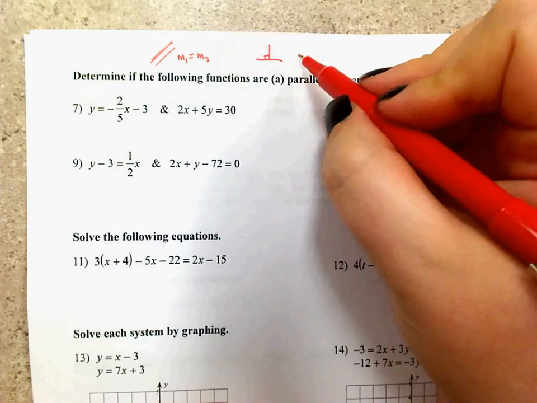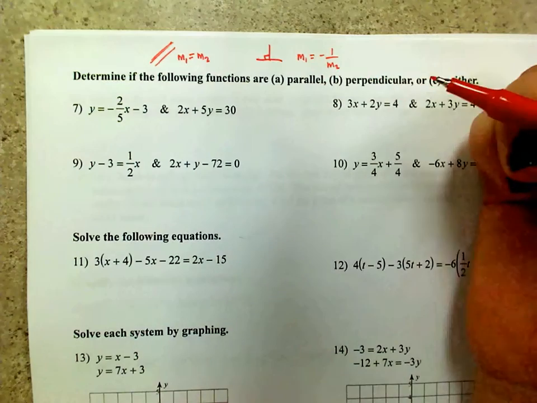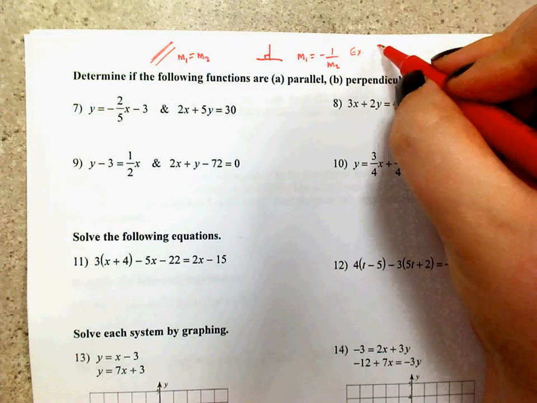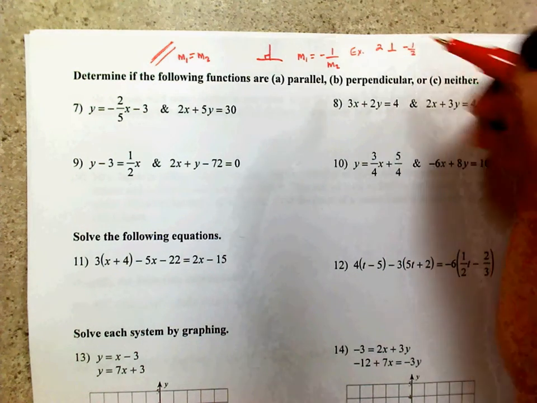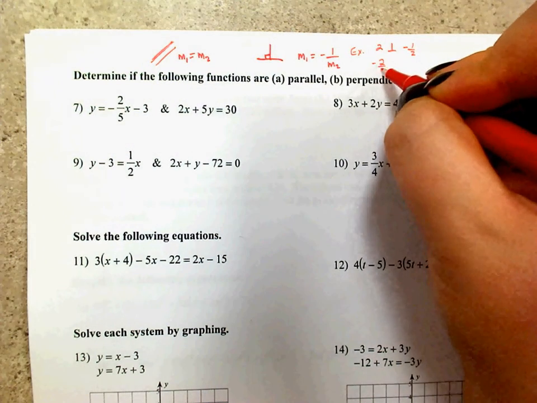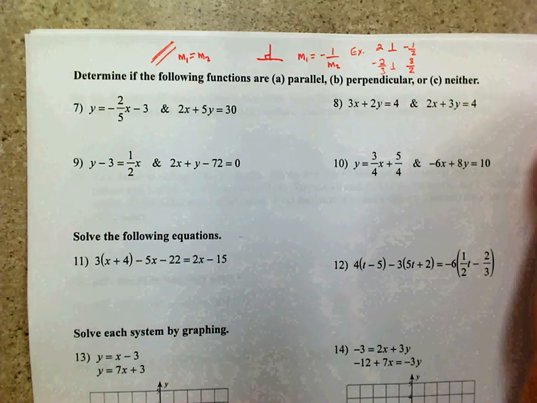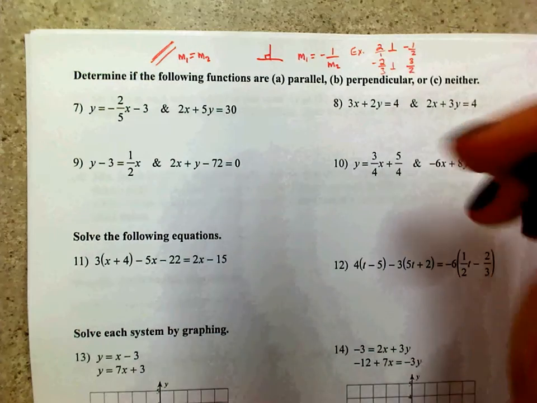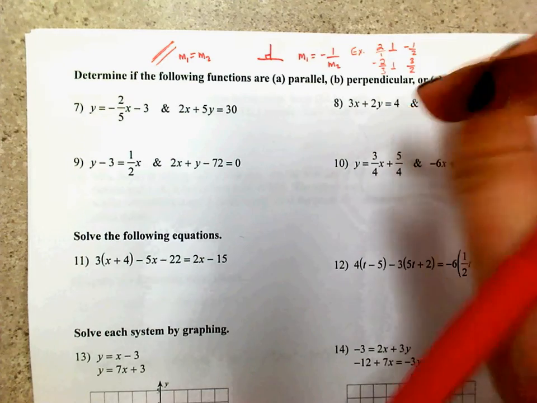So for an example, if one slope is 2, perpendicular to that is a negative 1/2. If one slope is a negative 2/3, perpendicular to that is a positive 3/2. So whatever fraction, remember 2 is 2 over 1. Whatever one slope is, the other has to be the exact opposite in terms of sign, and it's the reciprocal, not the same. And then neither just means neither one of these is true.